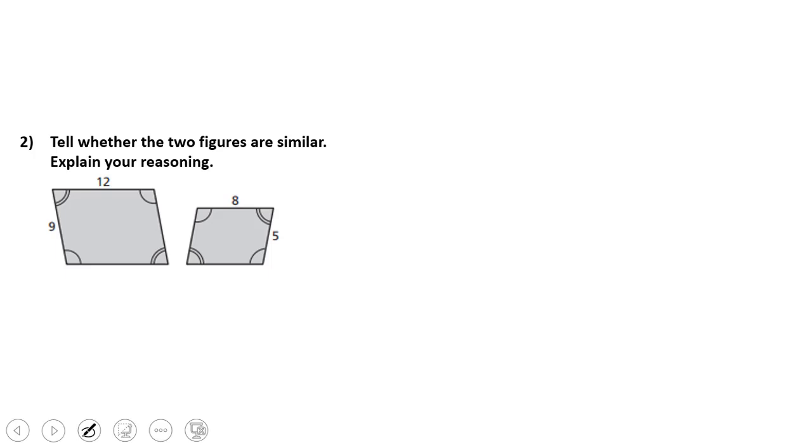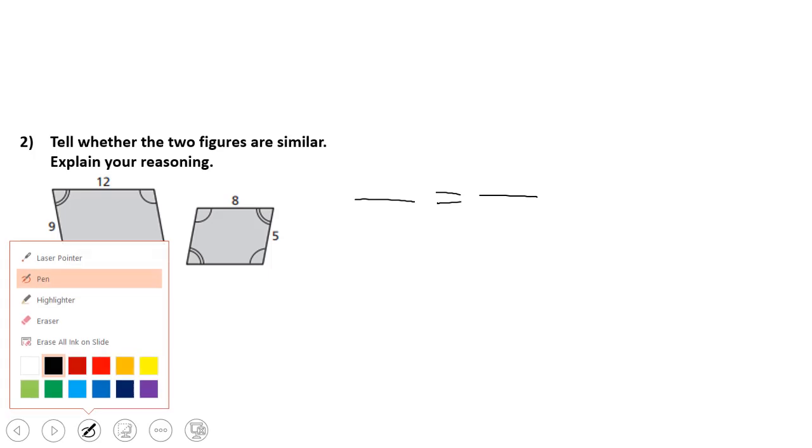Let's do one more before we're done for the first video, telling whether these two figures are similar and explaining our reasoning. Again, we're going to say that they're the same shape. Again, we can see that the corresponding angles are in fact congruent by the way they mark them. But now we're going to check the side lengths. I'm just going to do it one way this time.